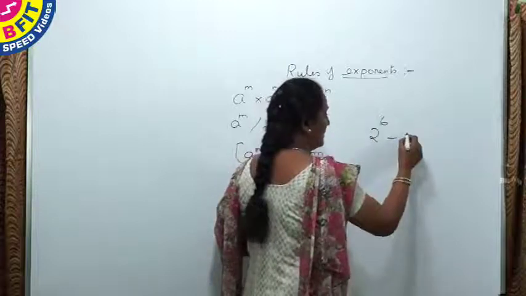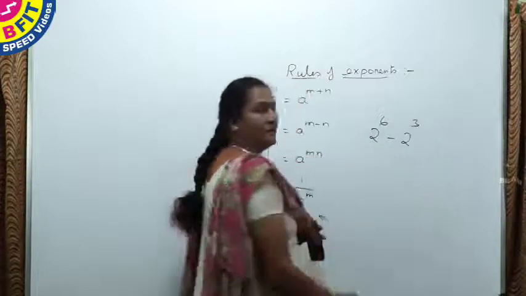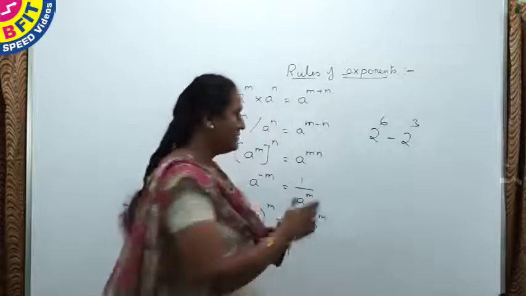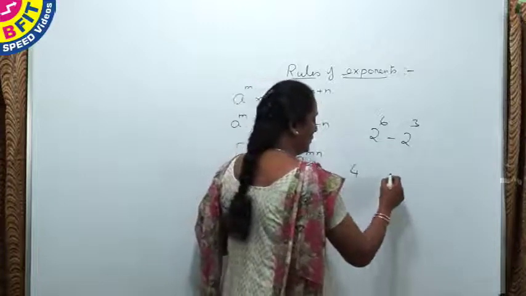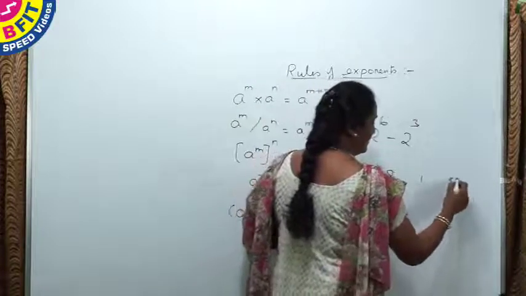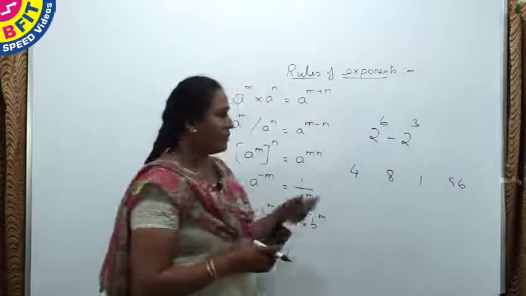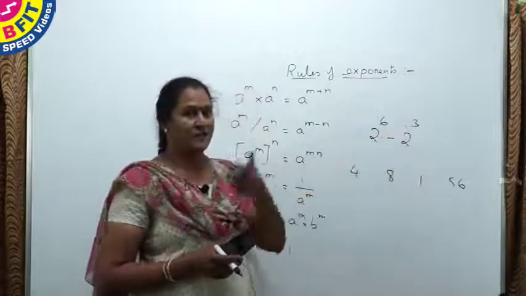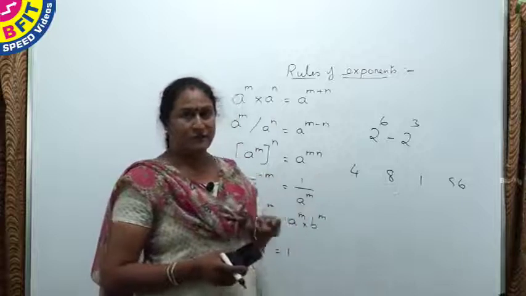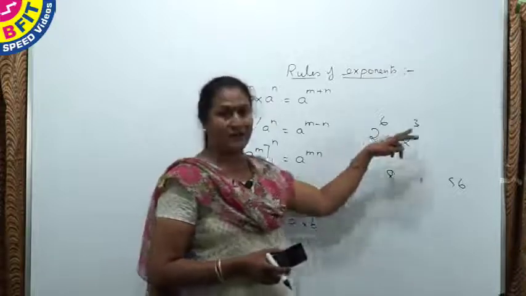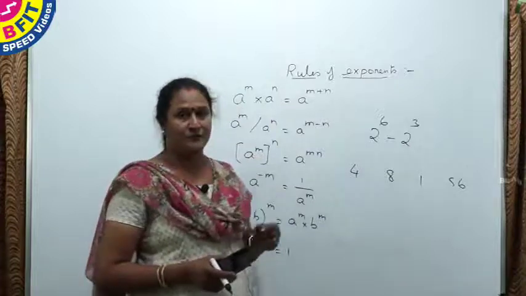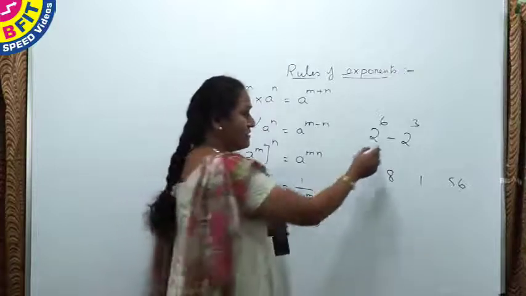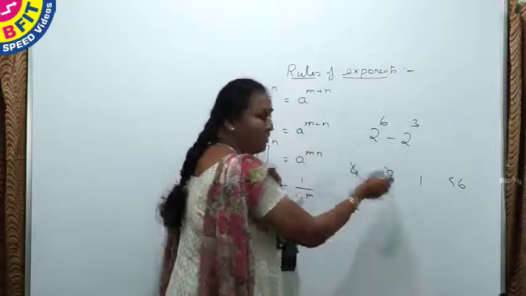2 power 6 minus 2 power 3. This question was also asked in a previous exam. The options are 4, 8, 1 and 56. So what will be the answer here? If you subtract 6 minus 3, you will have 3, and 2 power 3 will be 8. Suppose you wrongly divide 6 by 3, it will be 2, and 2 square is 4. But here you can't divide or subtract the powers because this is not a quotient. So 4 and 8 are not the answers.